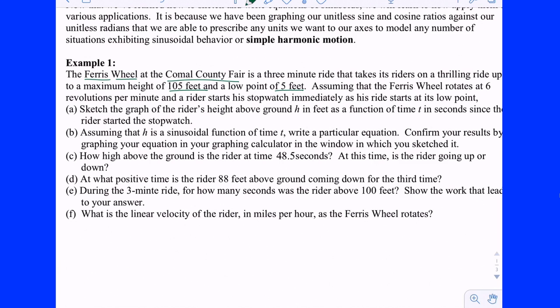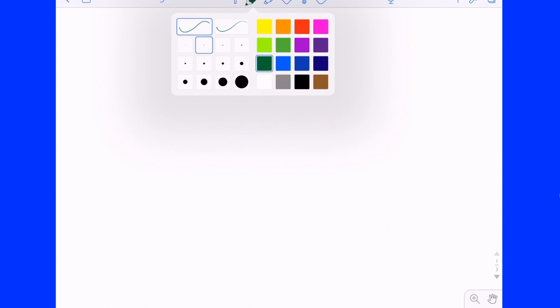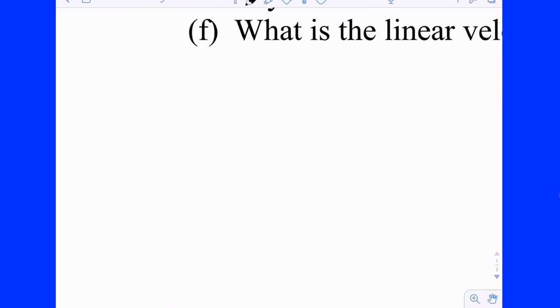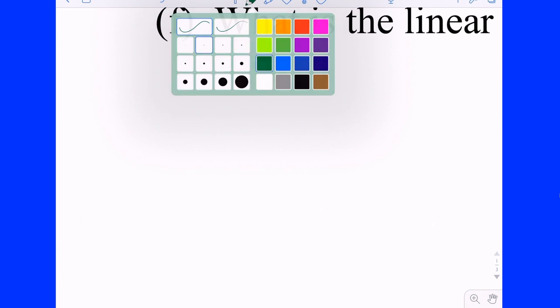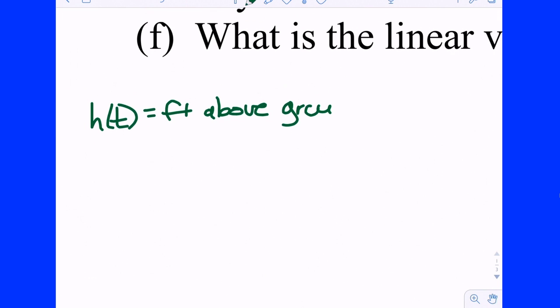Part A, sketch the graph of the rider's height above the ground, h, so we're given a name to his height, h, in feet as a function of time, t, in seconds since the rider started his stopwatch. Okay, so let's come down here and get it started. We're going to graph his height, h of t, which is going to be feet above ground as a function of t, time, in seconds since the ride started.